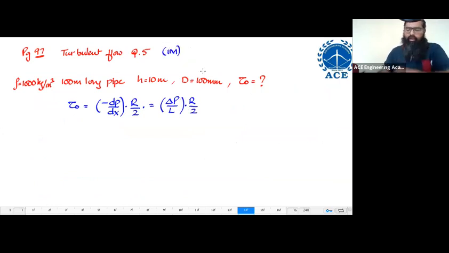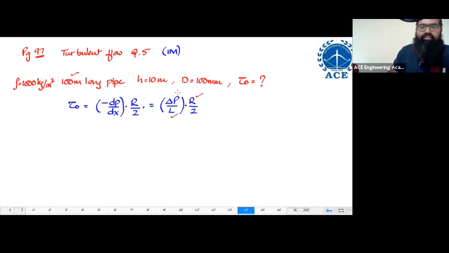Now you observe over here, I have the value of R. Diameter is given, so R is given to me. I have the value of length. Length is equal to 100 meters. But what I don't have is the value of delta P. I don't have the value of delta P.